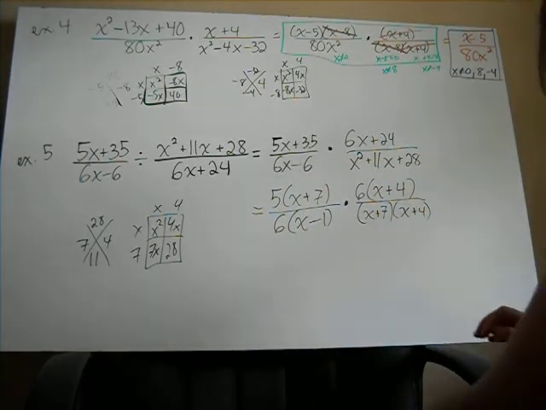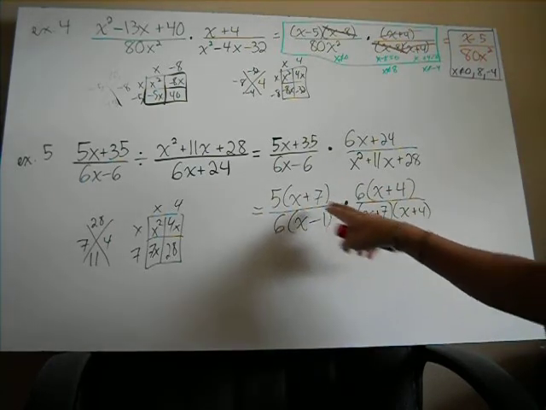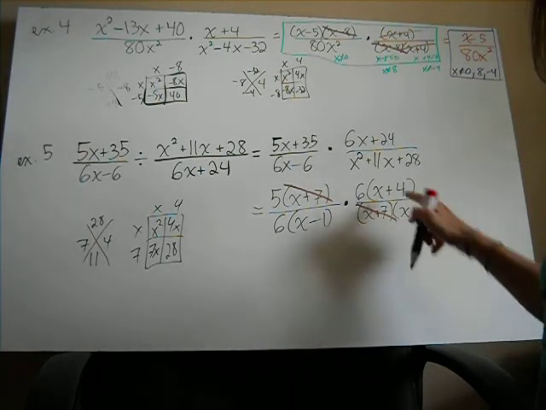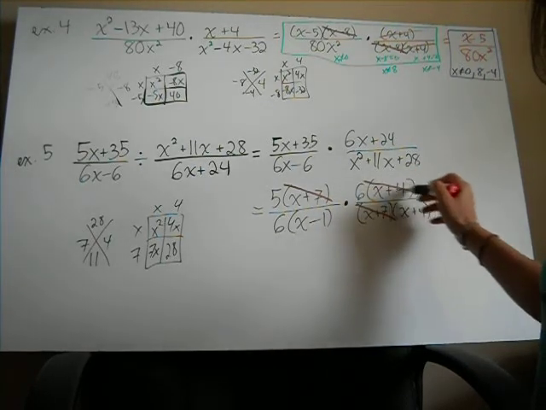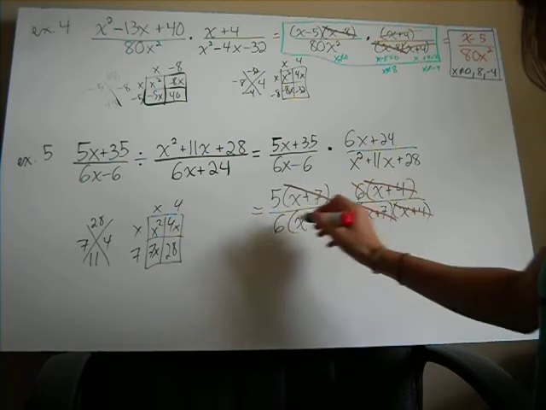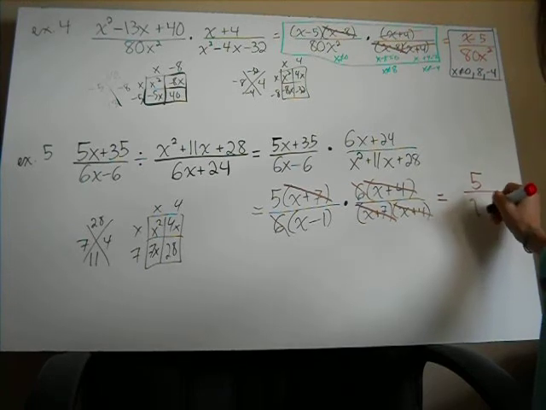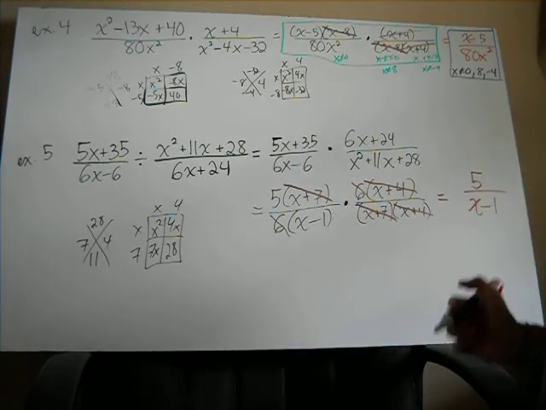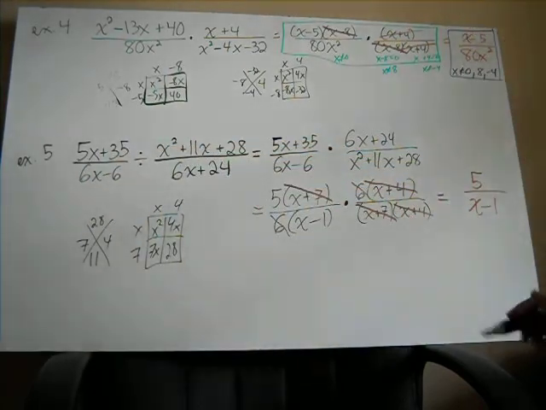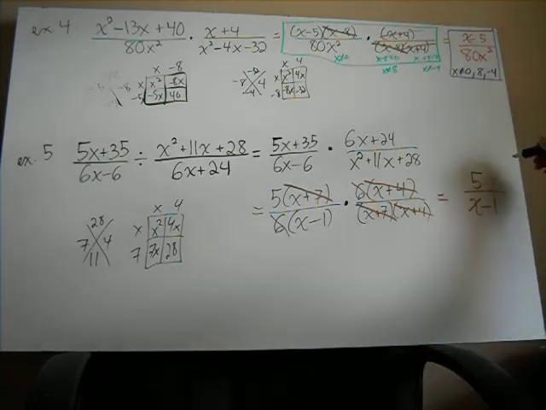And so now we look for things we can cancel out. We have an x plus 7 here and an x plus 7 there, so they cancel. We have an x plus 4 that can cancel with that x plus 4. That 6 can cancel with that 6. And what we're left with, the simplified version of this, is 5 over x minus 1. And 5 over x minus 1 looks a lot better than all that. Okay, so almost done. We've done what I think of as the hard part.